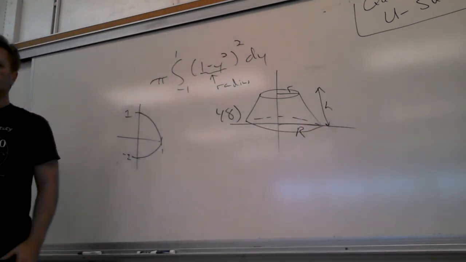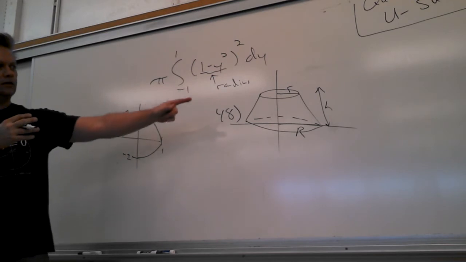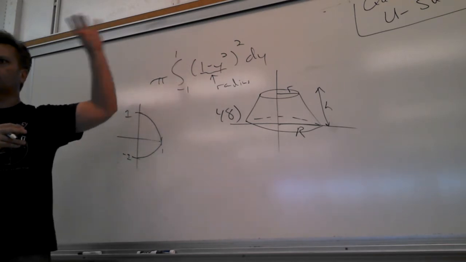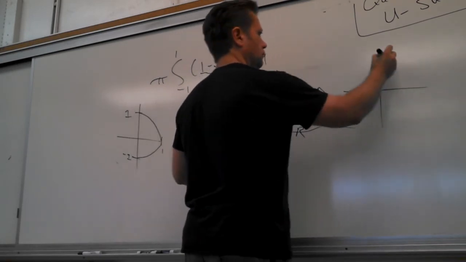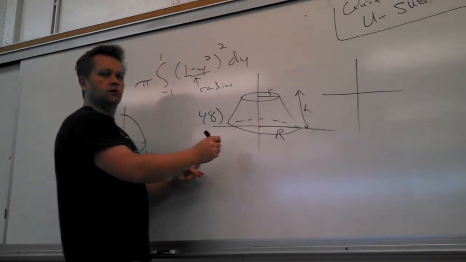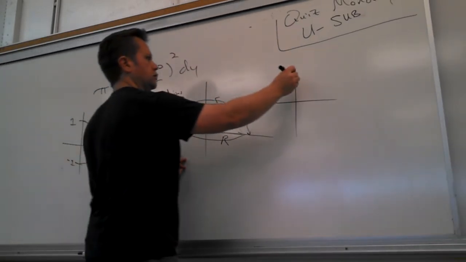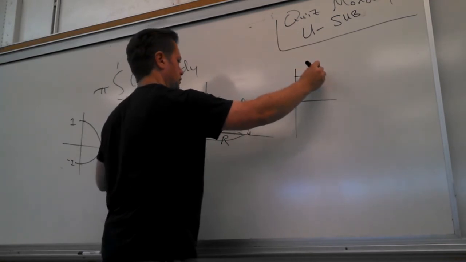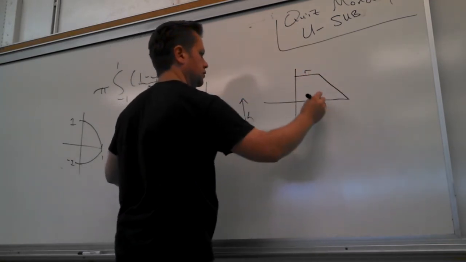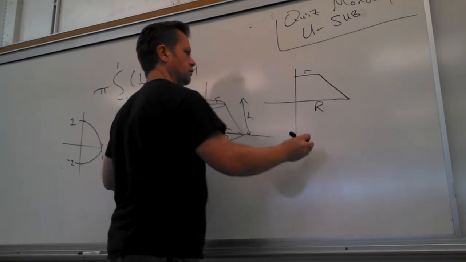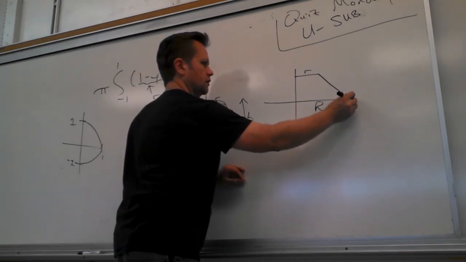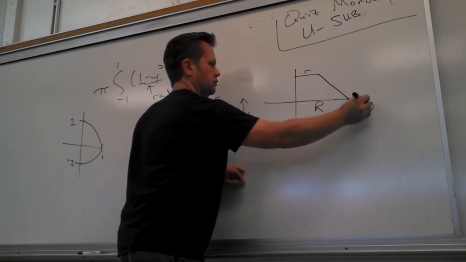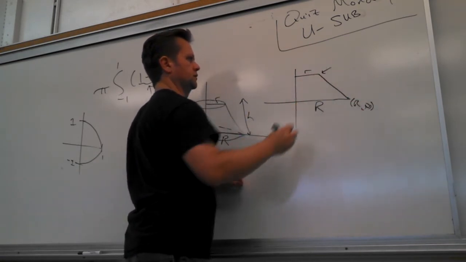Fine. So can you pick out, basically, take the rotation out? What shape do you get? It's like a trapezoid. Yeah, half a trapezoid, and here's little r, and then this goes down, and here's big R. It's a triangle on top. So what point is this? R, 0, right? What point is this?